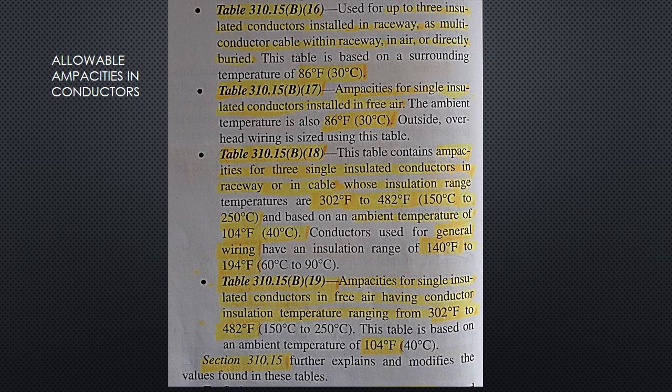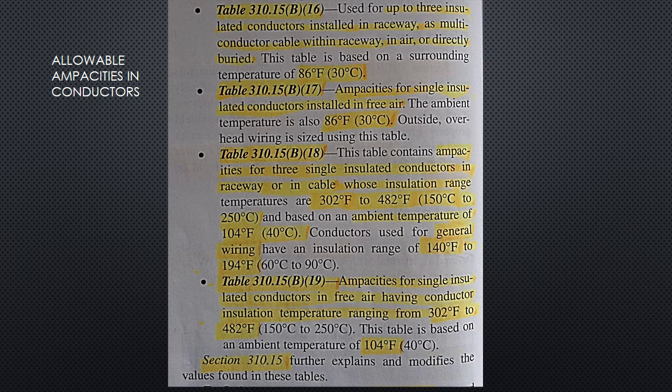Ampacities for single insulated conductors installed in free air. The ambient temperature is also 86 degrees Fahrenheit or 30 degrees centigrade. The outside overhead wiring is sized using this table.